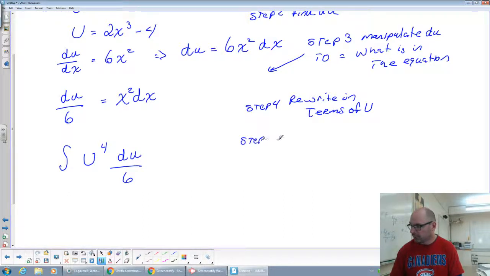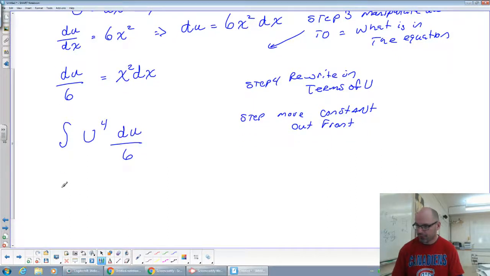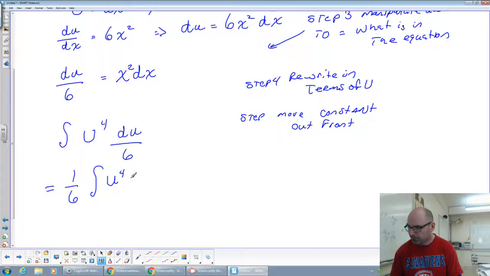Step 4, move the constant out front. So I can move that 1/6. This would be the same thing as saying 1/6 times the integration of u to the 4th du.